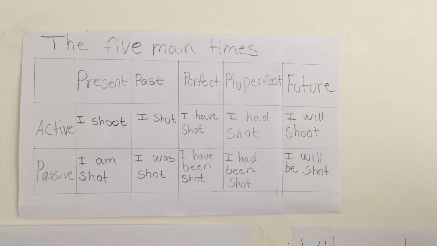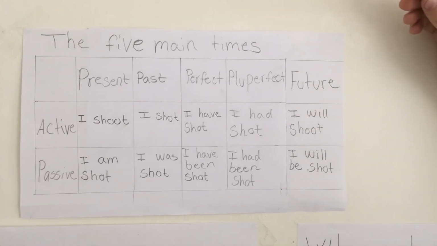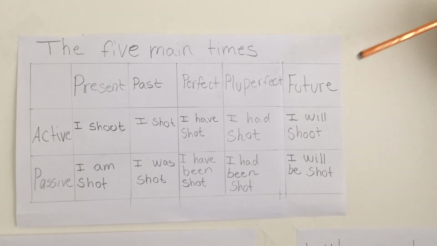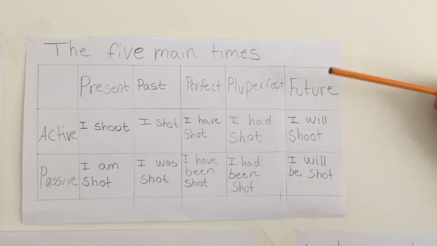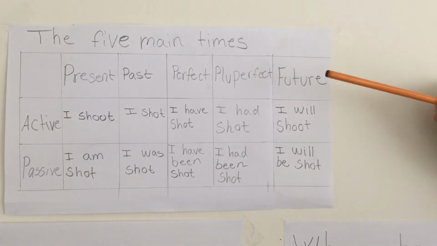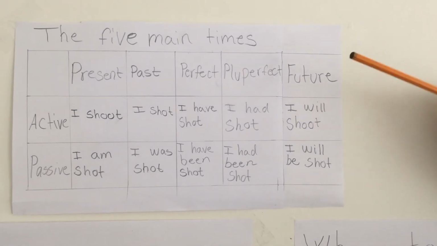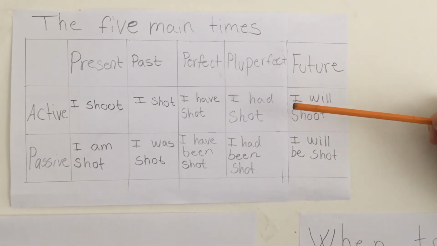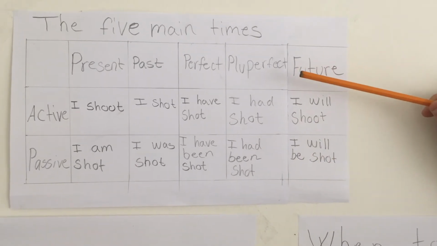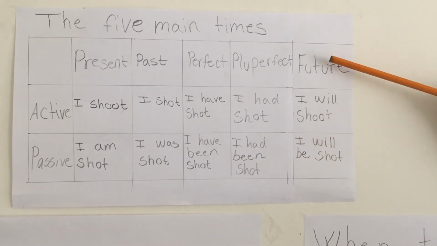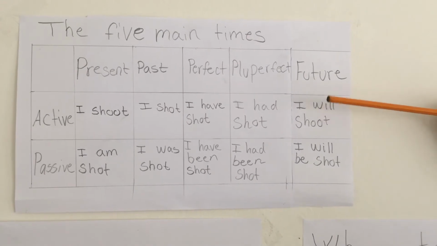The 5 main times. You have present, past, perfect, pluperfect, and future. In present, active is I shoot, and passive is I am shot. Past, I shot, and in passive, I was shot. Perfect, I have shot, and passive, I have been shot. Pluperfect, I had shot, I had been shot. Future, active, I will shoot, and passive, I will be shot.